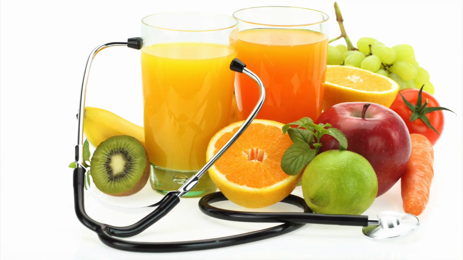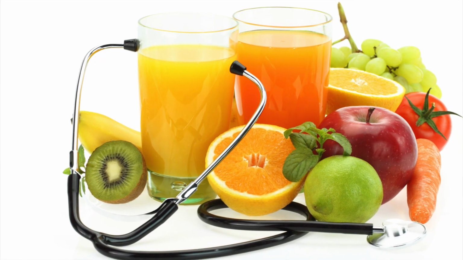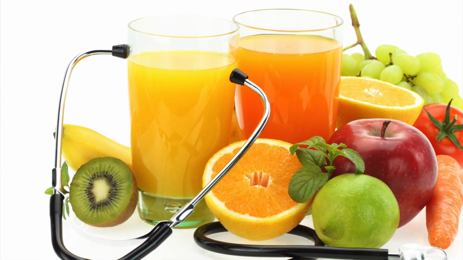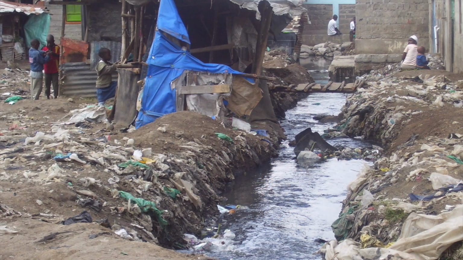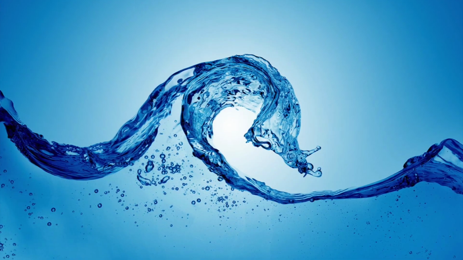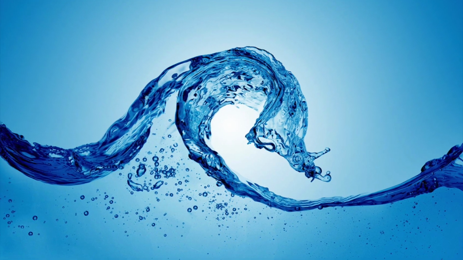The fourth determinant of health is a person's environmental conditions. These are the living conditions we experience every day and include access to clean water, access to fresh fruits and vegetables, pollution, crime, and crowded living conditions. Improving environmental conditions is an important task of public health.